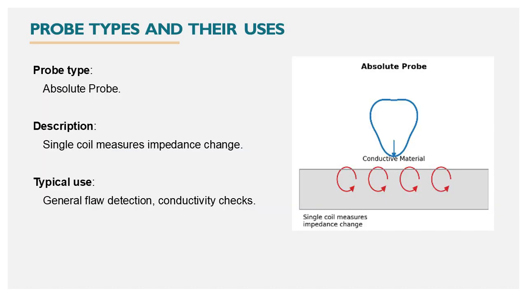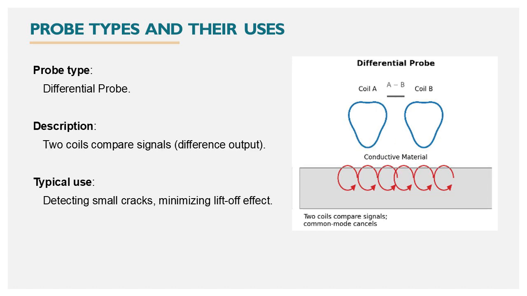Probe type number 1 is absolute probe. It is a single coil that measures impedance change. Typically used for general flaw detection and conductivity checks. Probe type number 2 is differential probe. It is two coils that compare signals, with a difference output. Typically used for detecting small cracks, minimizing lift-off effect.